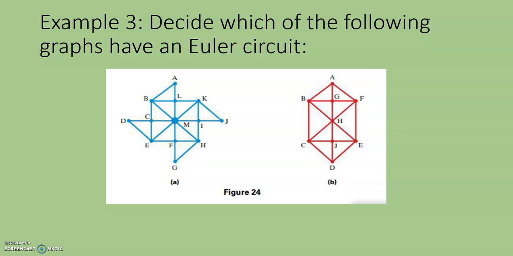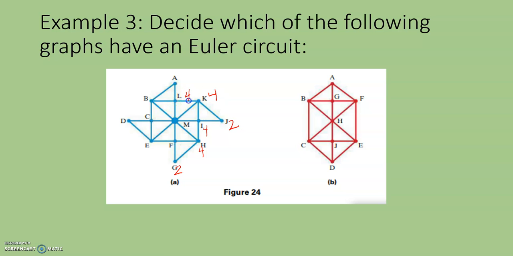Example 3, decide which of the following graphs have an Euler circuit. Looking at graph A, the one that looks like a pinwheel, I'm going to start down here at vertex G, and it's degree 2. H is degree 4. I is 4. J is 2.